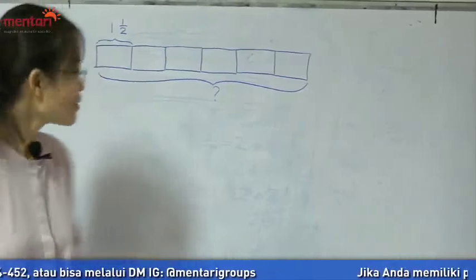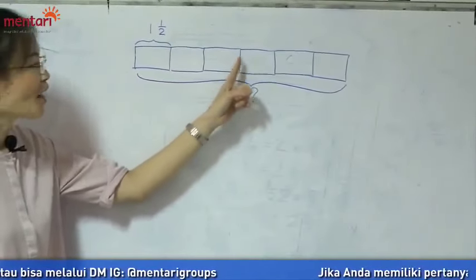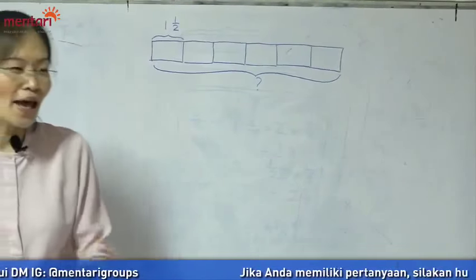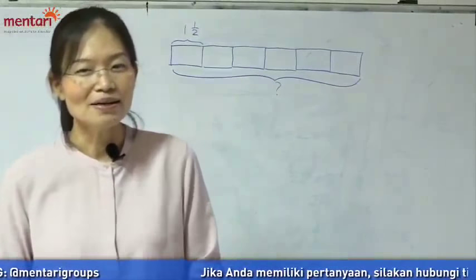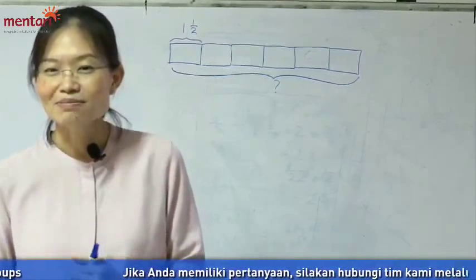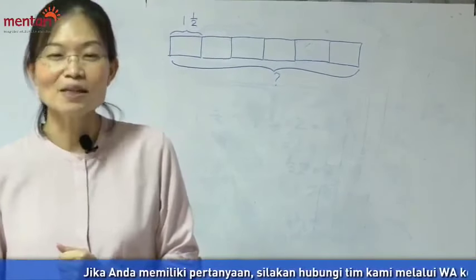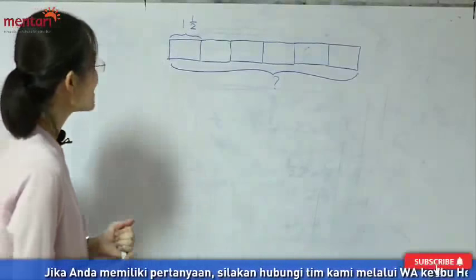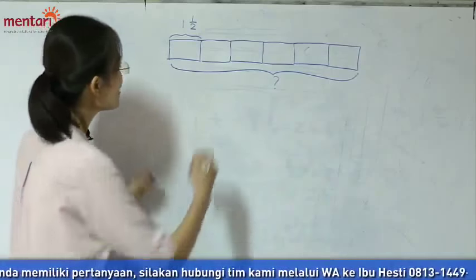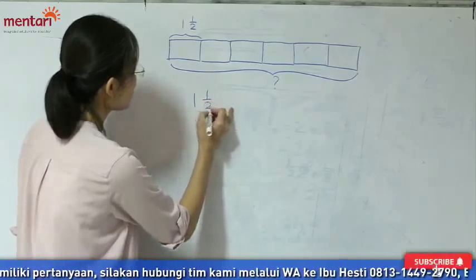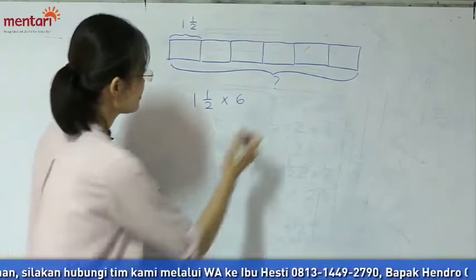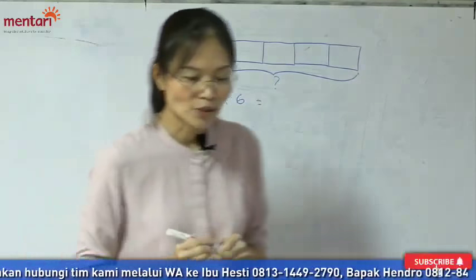Okay, we can add, but we are going to add 1.5, 1.5, 1.5, 1.5, and 1.5. Oh, that is too long. When we add the same number many times, instead of using addition, what can we use? Right, we can use multiplication. And therefore, to find the total, we are going to use multiplication. We multiply 1.5 by 6. Okay, what will you do with that?